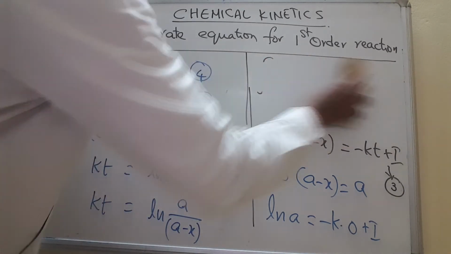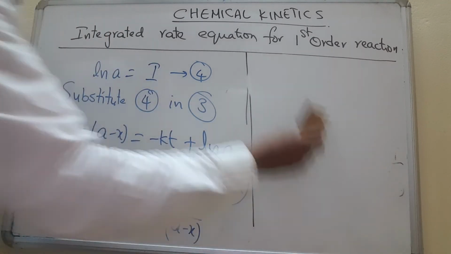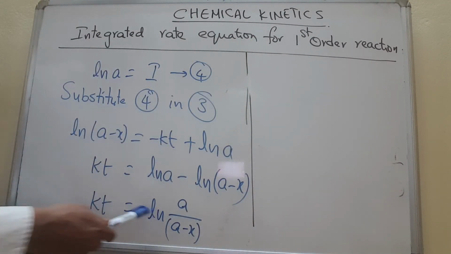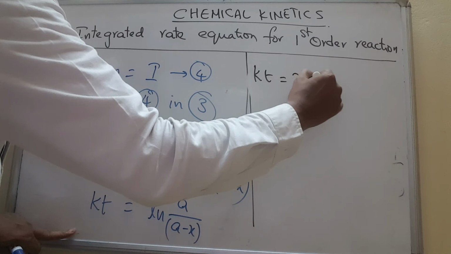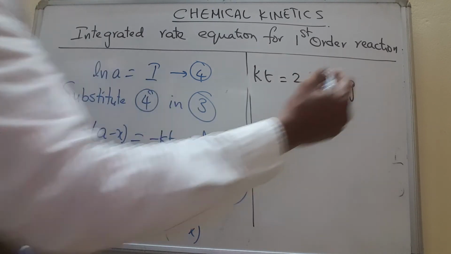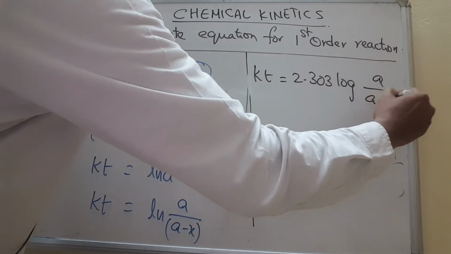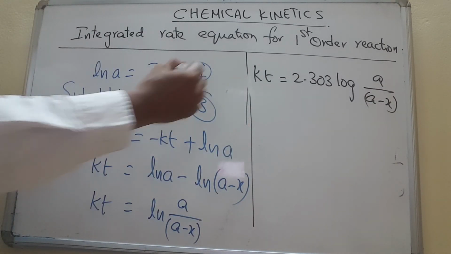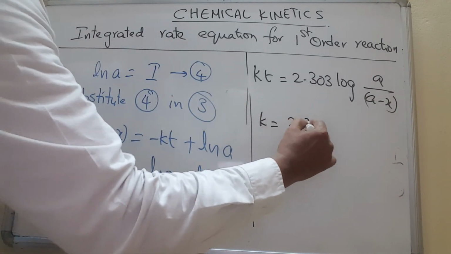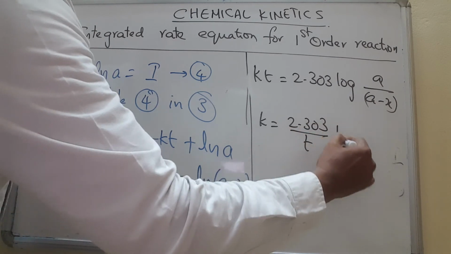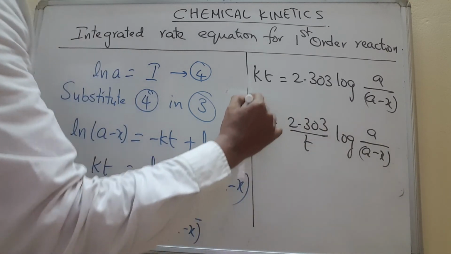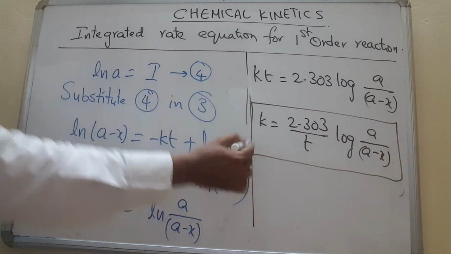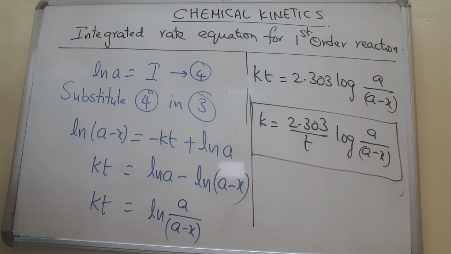Next, if the ln is converted to log, it is multiplied with 2.303. Then kt is equal to 2.303 log a by a minus x. From this, k is equal to 2.303 by t log a by a minus x. It is called the integrated rate constant for first order reaction.